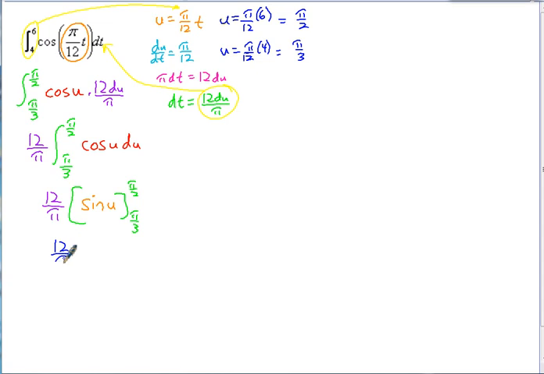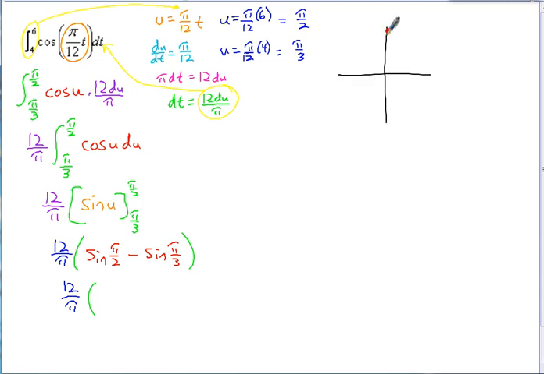So we've got 12 over pi. Oops. And usually what I do, just to remind myself when I plug it in after I substitute in, is use parentheses instead of a bracket there. So then we substitute in the upper limit first, so that'd be the sine of pi over 2, and then subtract what you get when you substitute in the lower limit of pi over 3. So we have 12 over pi, sine of pi over 2.